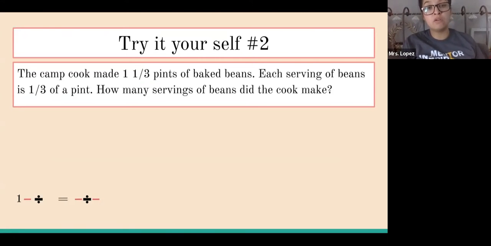I'll repeat it to you again, and then I'll give you some time to try it on your own. The camp cook made 1 1/3 pints of baked beans. Each serving of the beans is 1/3 of a pint. How many servings of beans did the cook make? Pause the video for however long you need to do this problem. May it be 5 or 10 minutes, however long you need.